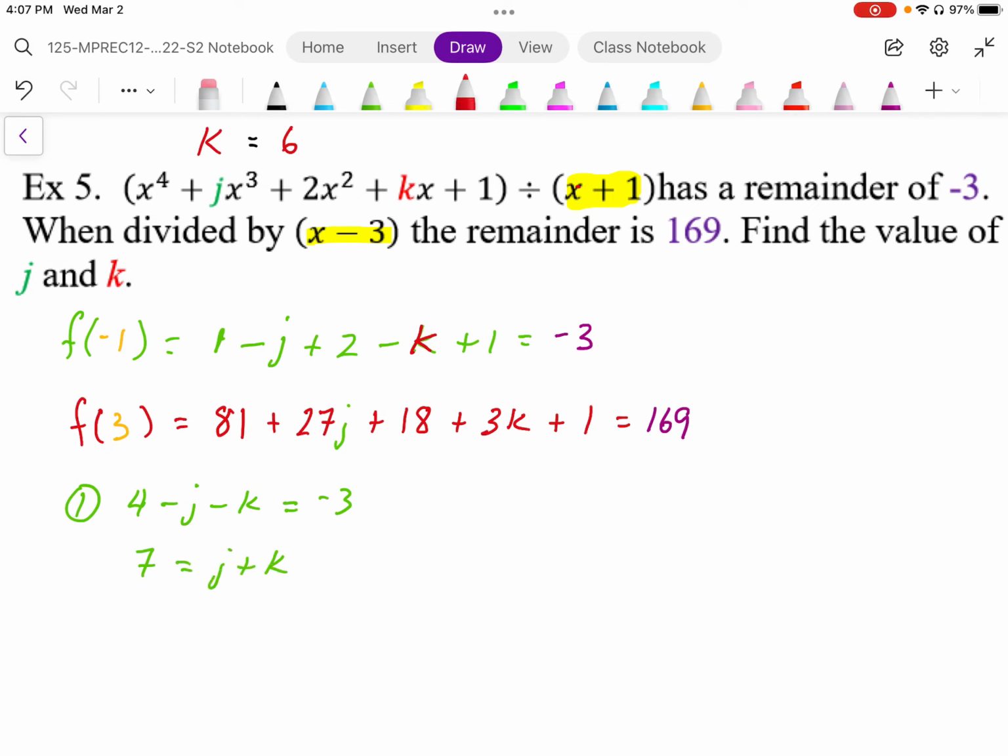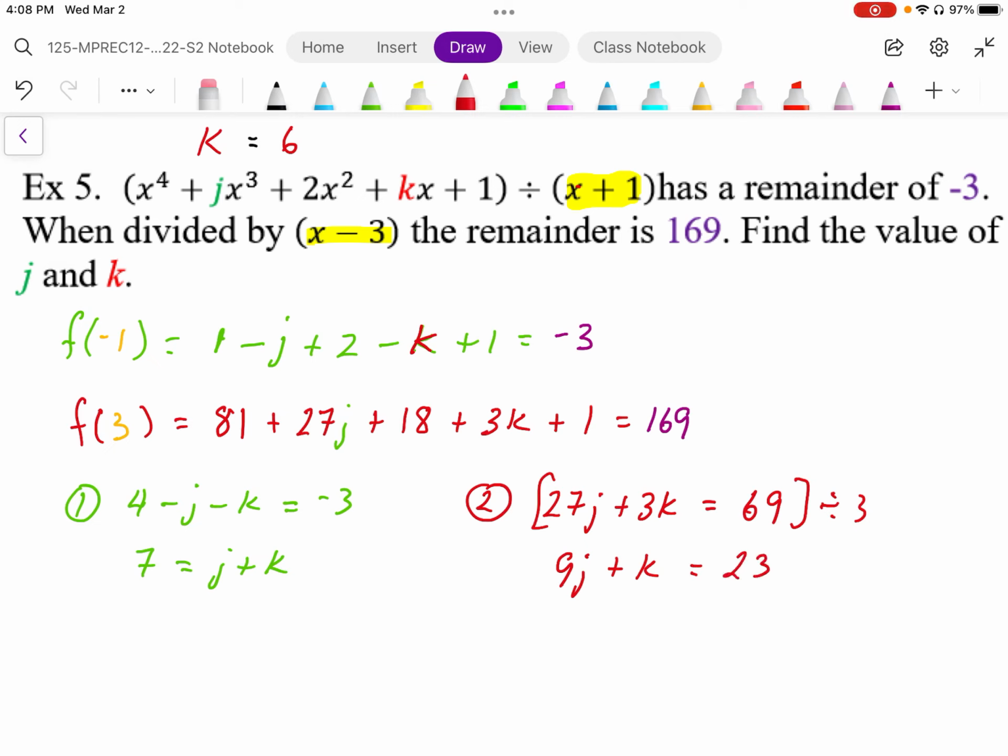I can come up with a second equation based on f of 3. So combining like terms, I'm just going to go 27j plus 3k first. And then I'm going to move everything to the other side. So I end up with 18 plus 81 is 99, plus 1 is 100, so I'm going to subtract 100 from both sides, and I get 69. Since there's a common factor of 3, I'm going to divide this equation by 3, so take everything here and divide by 3. I'm going to get a simplified version of that equation.